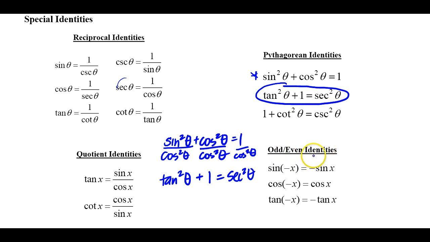And then odd and even identities. I'm not necessarily sure this is worth memorizing the way it's written. It's just important to know that sine is an odd function. What does it mean to be odd? I can rotate it around the origin and it lands right back on top of itself. Cosine is an even function, so I can fold it over the y-axis and it's the same function. And tangent is an odd function, so again that rotation around the origin gives me the same thing. That's what these even-odd identities are saying: that property that they have graphically.